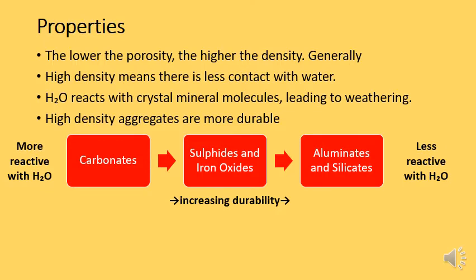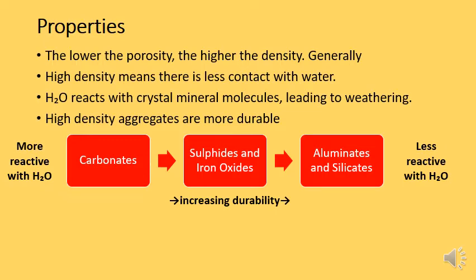So generally, the more dense a material is, the more dense an aggregate is, the more durable it is, and you can see that in the bottom point. That's a general rule. So if you can't measure porosity, you can always measure the density, and that can give you some good indication on how durable it is.